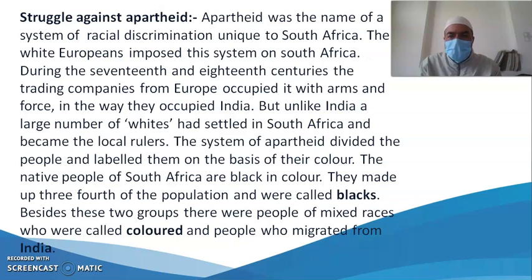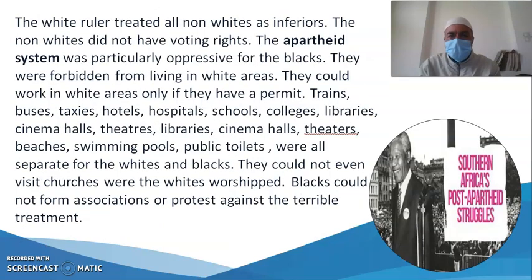The system of apartheid divided the people and labeled them on the basis of their color. The native people of South Africa are black in color. They made up three-fourths of the population and were called blacks. Besides these two groups, there were people of mixed races who were called colored and people who migrated from India. The white rulers treated all non-whites as inferiors.